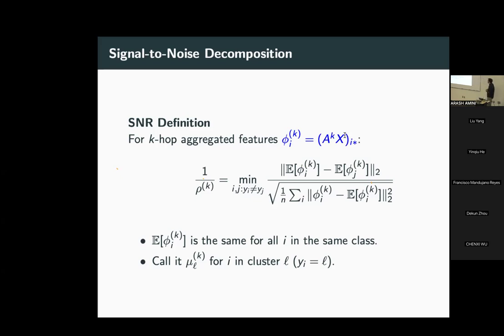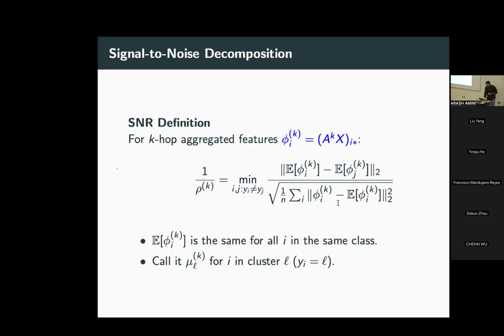By symmetry of the block model, you can argue that these are going to be the same for every i in the same cluster. So every i in the same cluster would get the same expected phi ik, which we can treat as the center of that cluster. And we're going to denote it as mu k, if i is in that cluster. Okay, so this is the difference of two of these centers mu, if i and j are in different clusters. So that's the signal, basically, part.